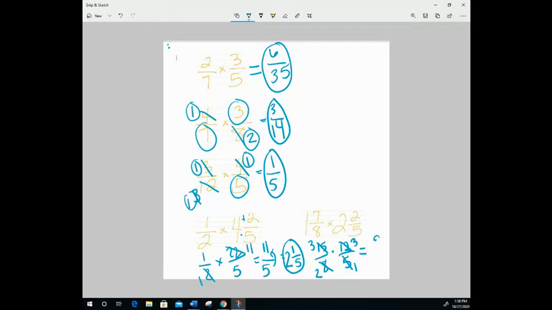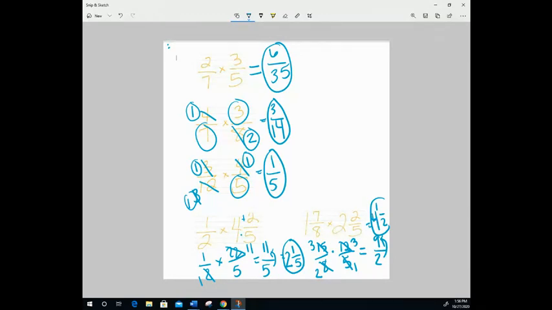3 times 3 is 9, and 2 times 1 is 2. We don't want to leave it as an improper. 2 can go into 9 4 times, with 1 left over written over 2. So our answer for this would be 4 and 1/2.